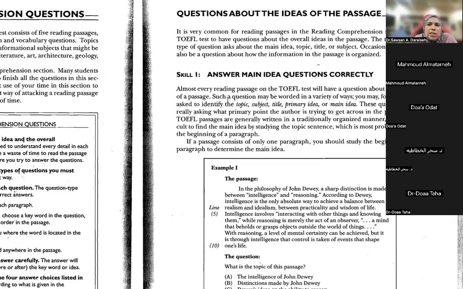And what is the topic? It's about something, all right? You might say something like that. So anyway, skill 1, answer main idea questions correctly. How can you do that? Almost every reading passage on the TOEFL test will have a question about the main idea of a passage. So main idea is the first question, guys. That is, what is this paragraph about? Generally about, all right? This is what we mean by main idea.